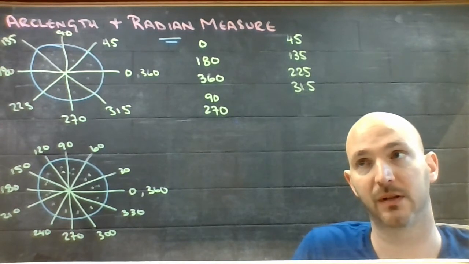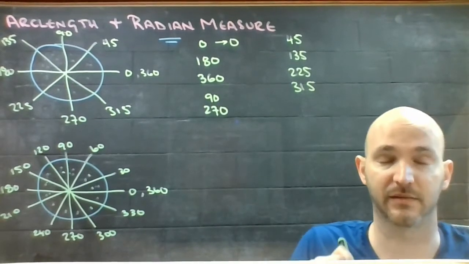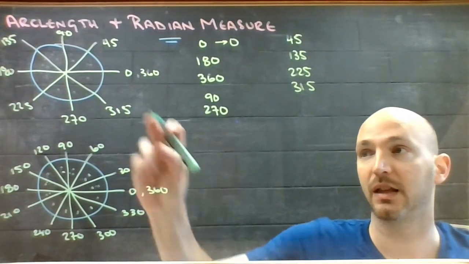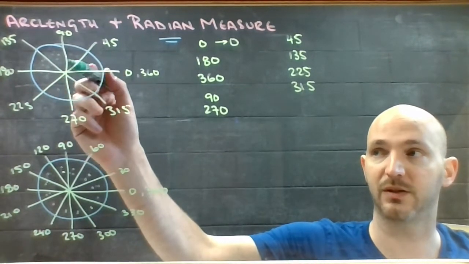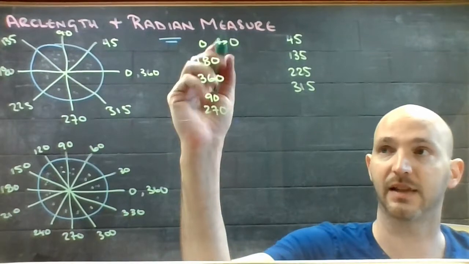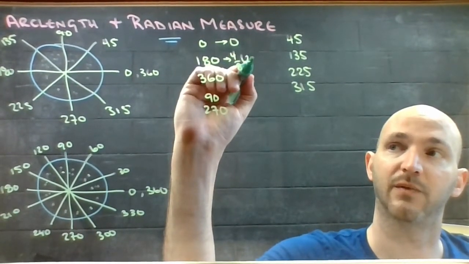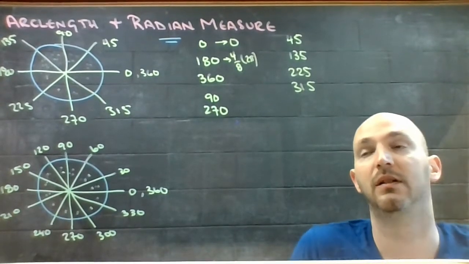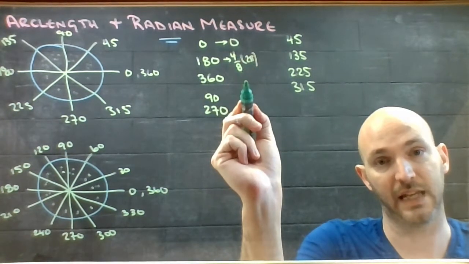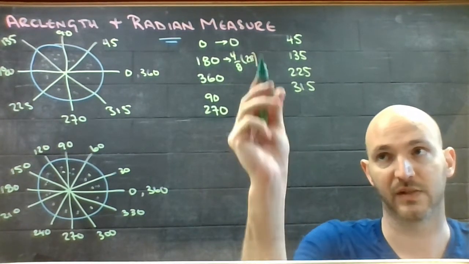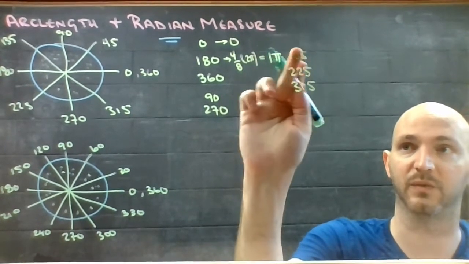So 0 degrees should end up being 0 radians. That's pretty easy. If I go to 180, I have done 1, 2, 3, 4 out of 1, 2, 3, 4, 5, 6, 7, 8. So that's 4/8 of the full circle. Now 4 times 2 is 8. 8 divided by 8 is just 1. So that leaves me with 1 full pi worth of radians. I'm going to move these over so I have some space.